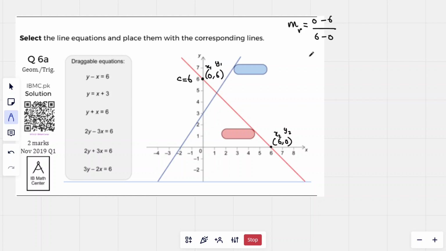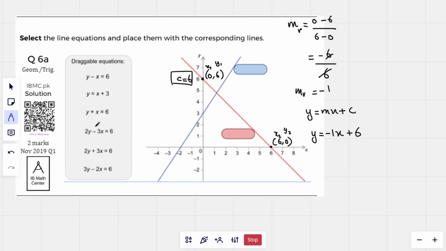0 minus 6 will give us minus 6. 6 minus 0 will give us 6. Dividing these two will give us minus 1. So the equation would be y equals mx plus c. The value of the gradient has come out to be minus 1, so this would be y equals negative 1x plus c. We know that the value of c is 6 because that's where the red line crosses the y-axis. That's the y-intercept. So that's minus 1x plus 6.